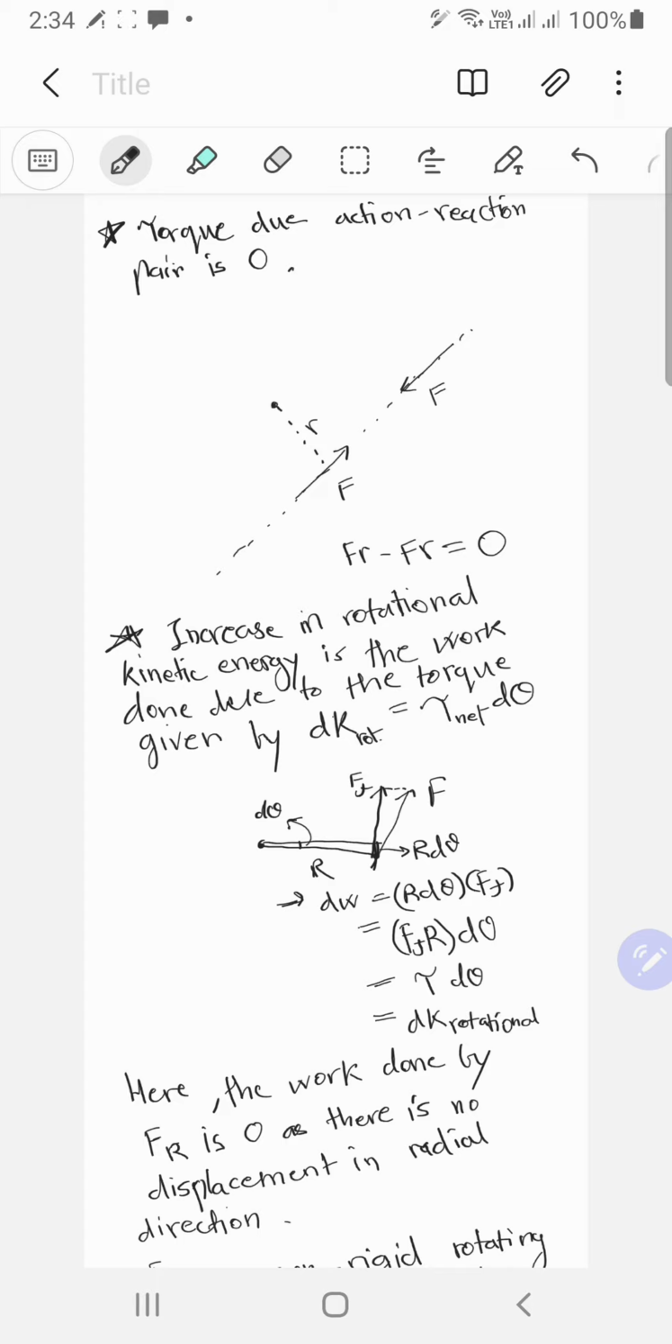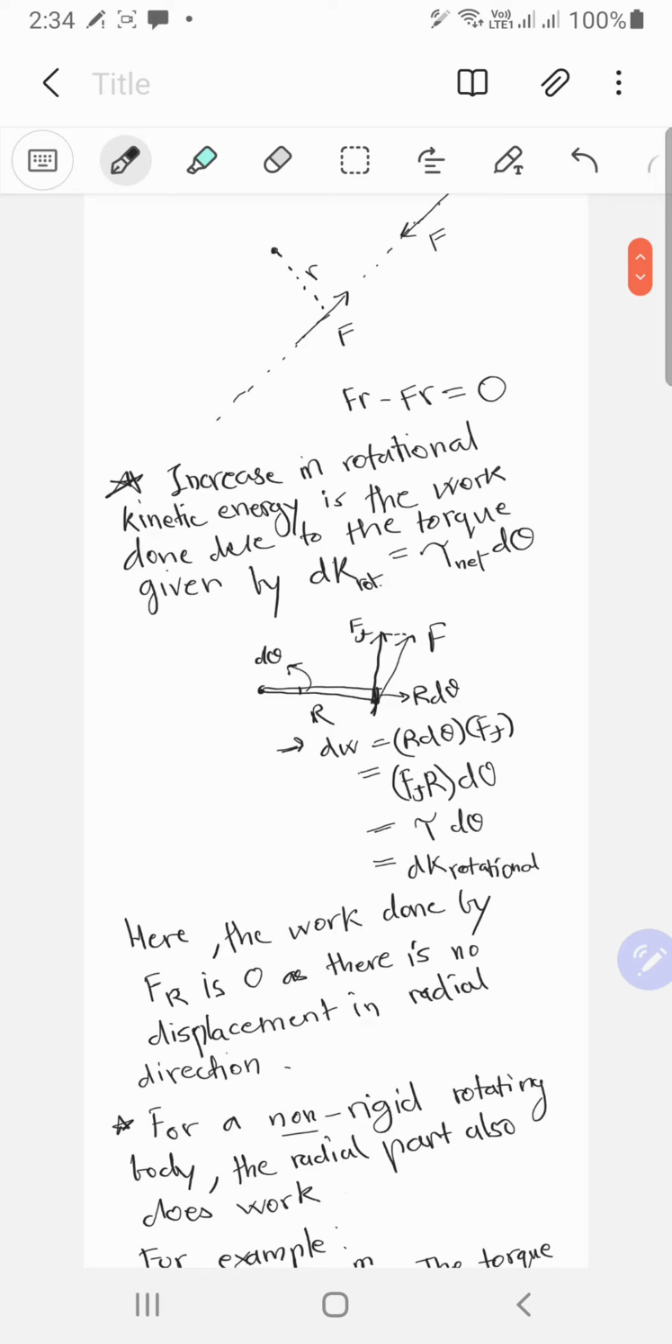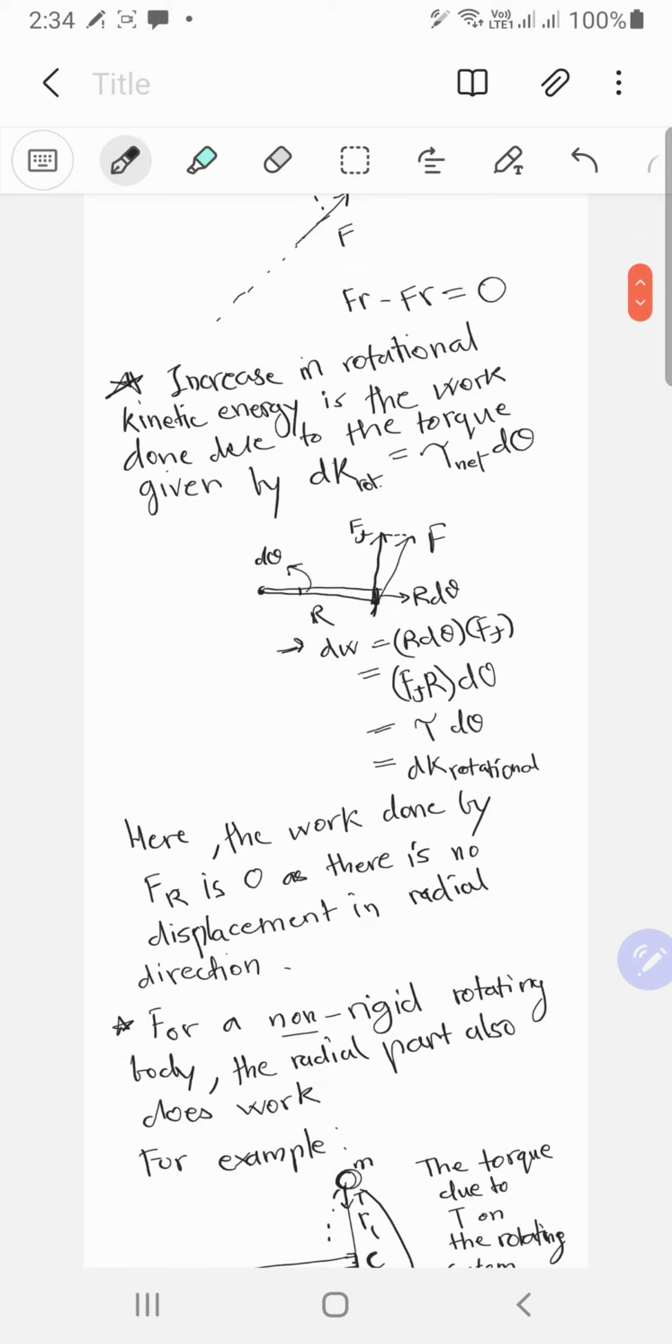So for any body, torque due to an action-reaction pair is 0, so the angular momentum does not change due to that action-reaction pair. In short, the internal forces cannot change the angular momentum of the system, but they might change the energy. So the increase in rotational kinetic energy is the work done due to the torque given by this formula.